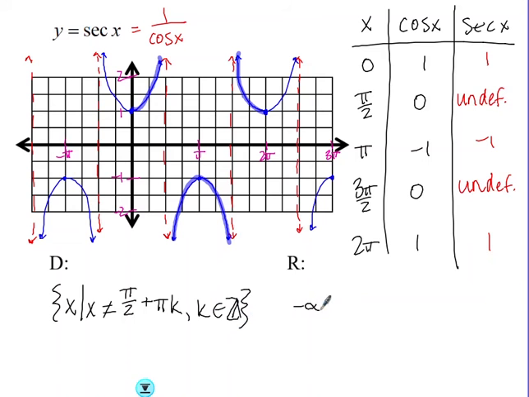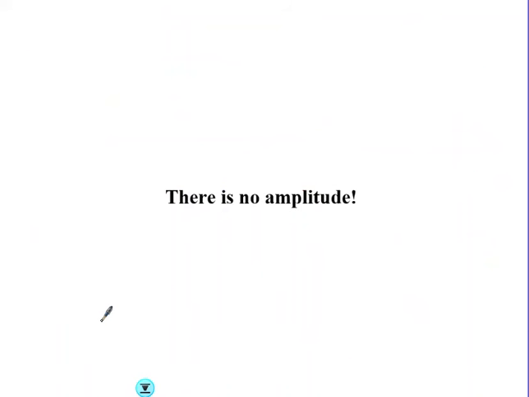Our range is again going to be -infinity to -1 and +1 to infinity. So those are the two graphs that we're looking at today. Again, we are not going to use the word amplitude with secant and cosecant. Other than that, everything is the same as it has been for all of the other functions in terms of finding the period, the quarter period, the horizontal shift, and the vertical shift.